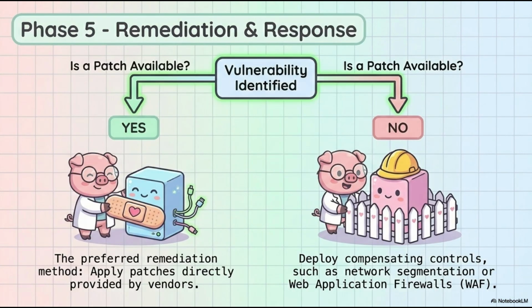Finally, once vulnerabilities are identified, organizations must respond. The preferred remediation method is applying patches provided by vendors. If patches are unavailable, compensating controls such as segmentation or web application firewalls may be used. After remediation, systems must be rescanned to validate that the vulnerability no longer exists, and documentation should be updated accordingly.